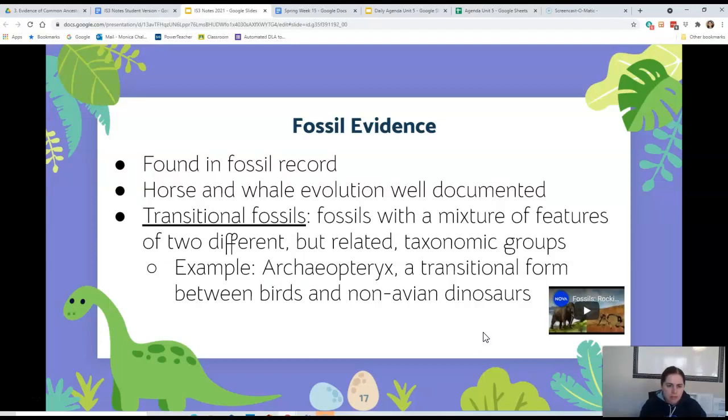Fossil evidence. Found in the fossil record, horse and whale evolution is well documented, and there are things that we call transitional fossils. Fossils that have a mixture of features of two different but related taxonomic groups are called transitional fossils. So we have the example of Archaeopteryx, a transitional form between birds and non-avian dinosaurs. So it's something that goes between, like you have an old one that's gone extinct and you have your new one, and it's the intermediary one that came in between. So we have some on the hominid line as well, which is the human line.